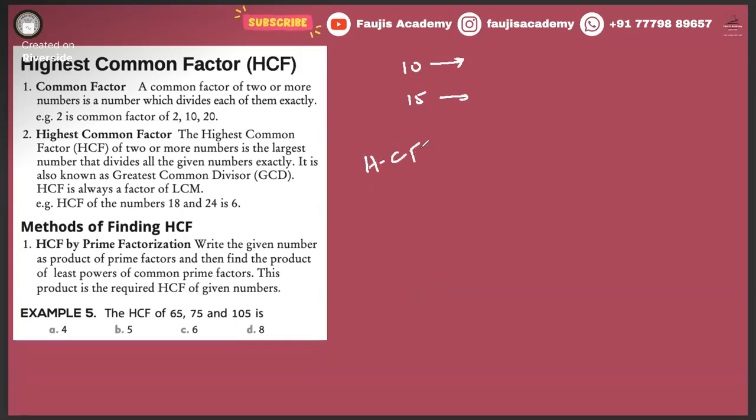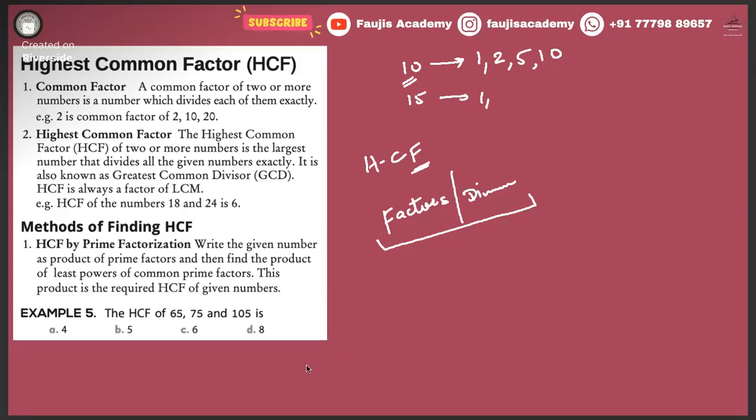To understand what exactly HCF is, first we need to understand factors. What are factors? What are the factors of 10? Please list them down. I'm asking for factors or divisors, the numbers which divide 10. 1, 2, 5, 10. Okay, that's correct. Veer Balaji, now you tell me what are the factors of 15? 1, 5, 3, 15, sir.